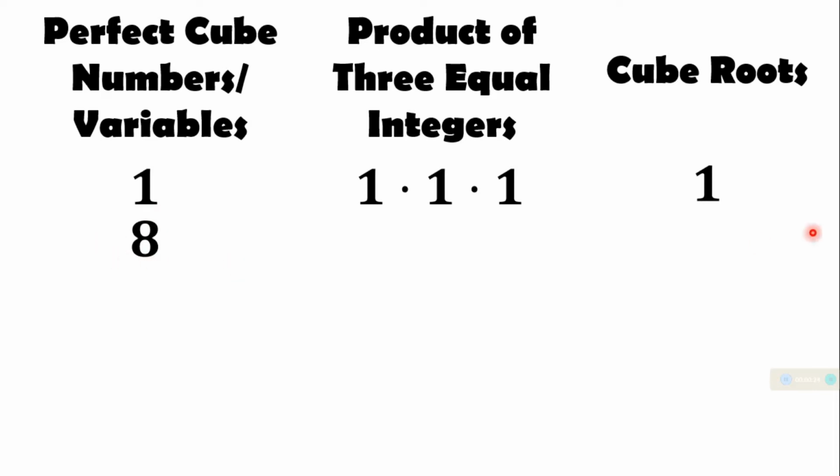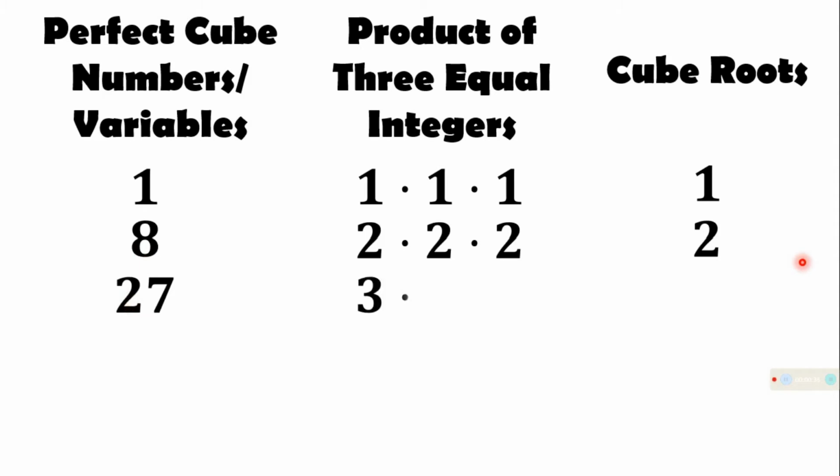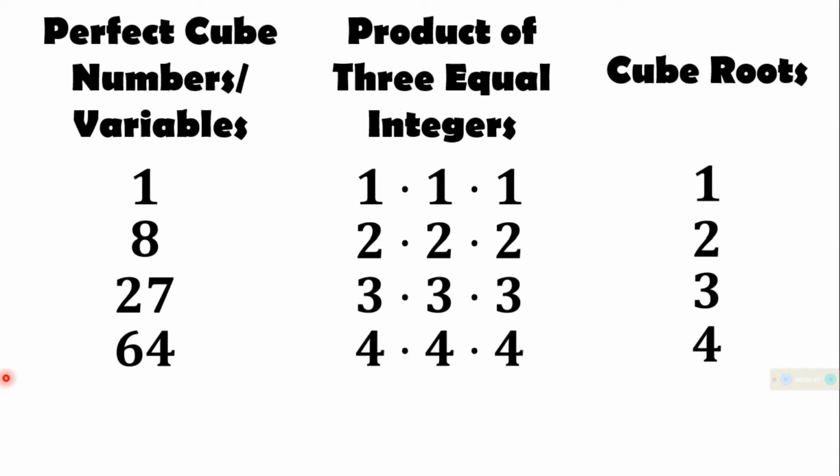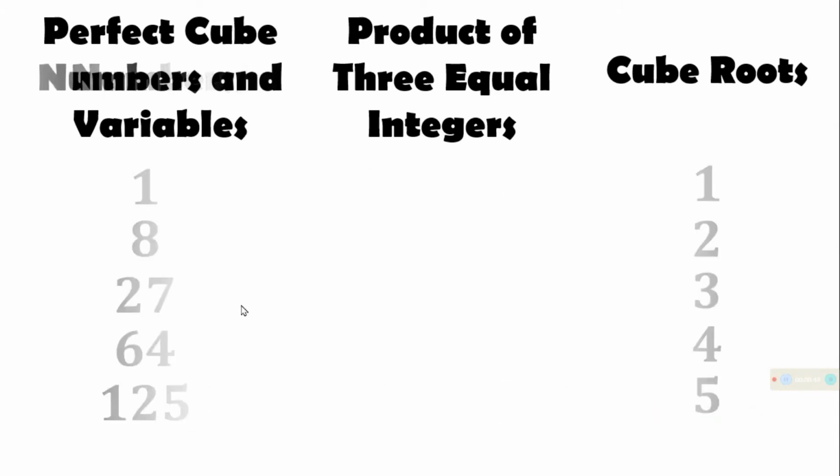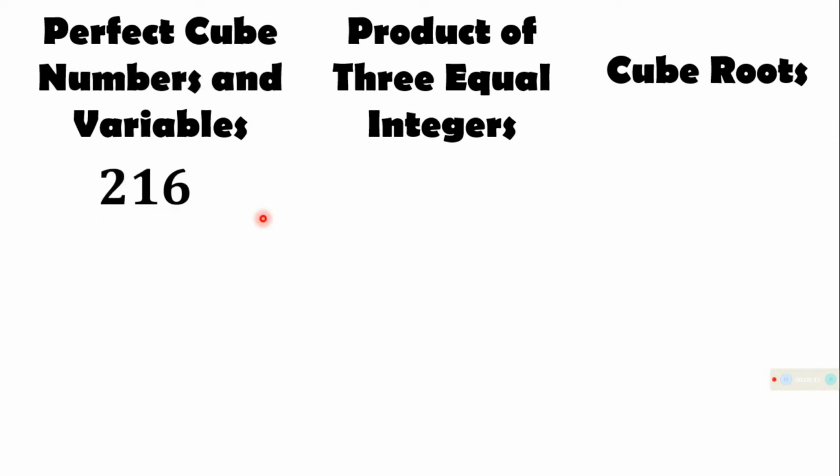Another is 8. So, what is the cube root of 8? So, we have 2 because 2 times 2 times 2 is equals to 8. Another number is 27. So, the cube root of 27 is 3. Then, we have 64. The cube root of 64 is 4. 125, the cube root is 5. Next, we also have 216. When we multiply 6 times 6 times 6, the answer is 216. So, the cube root of 216 is 6.